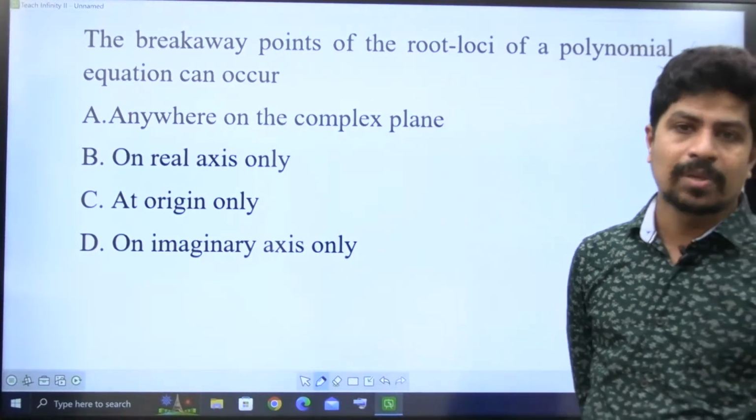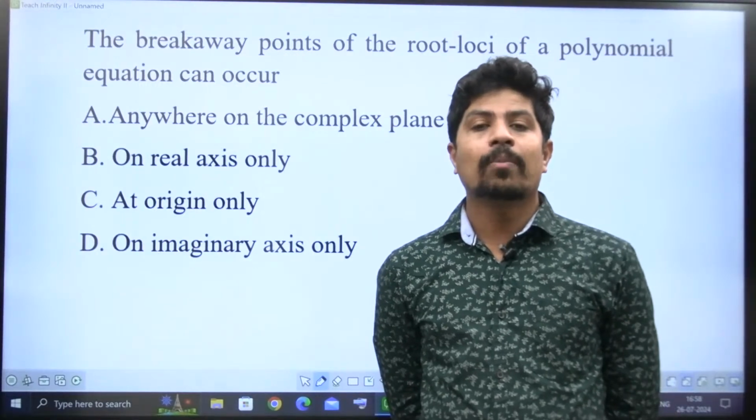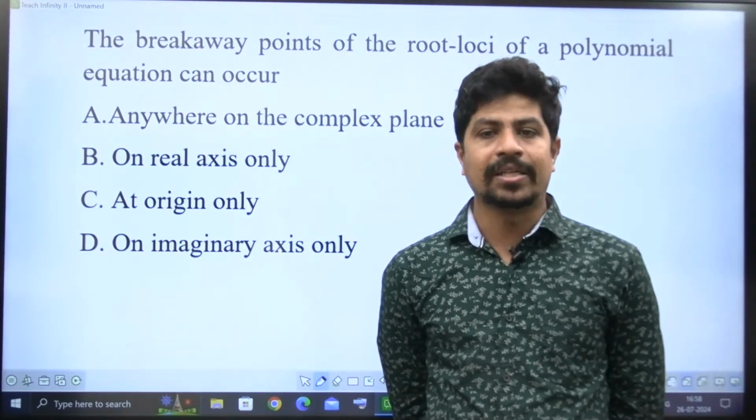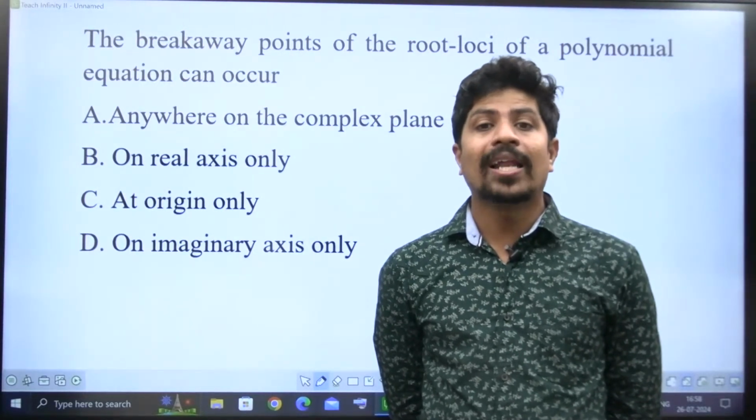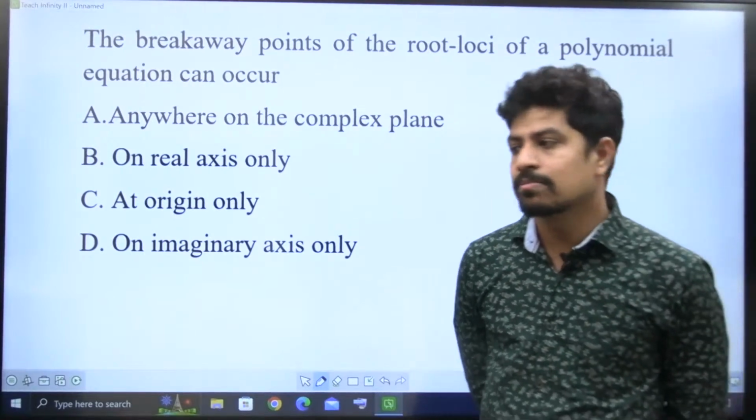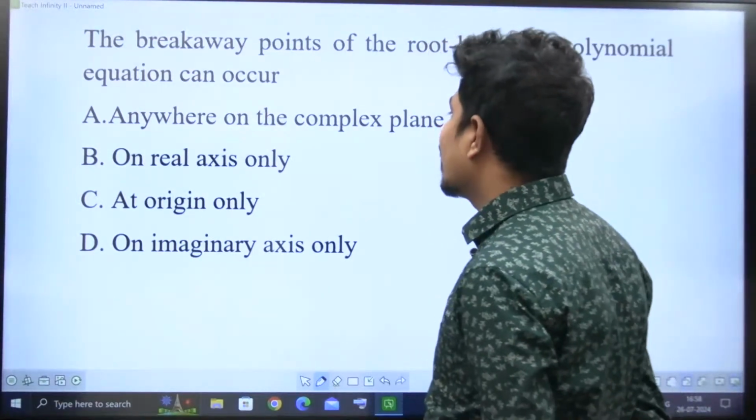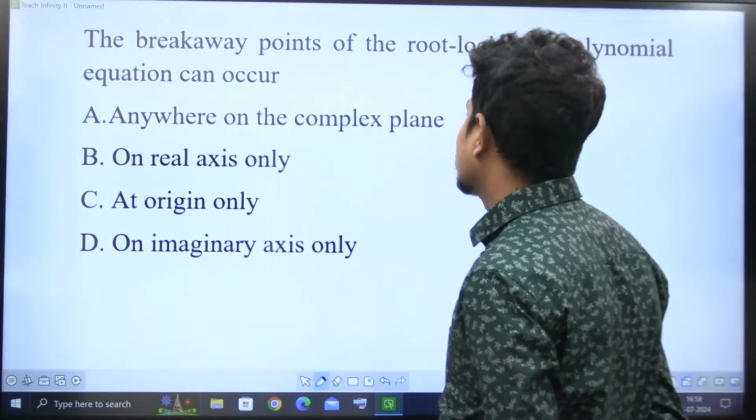I repeat the statement. If you want to, you can note down. What is a breakpoint? Breakpoint is the point at which more than one branch of root locus meets, and at a breakpoint, the value of gain k is either maximum or minimum, right? Anywhere on the complex plane, anywhere on the real axis, at the origin only, on imaginary axis only.